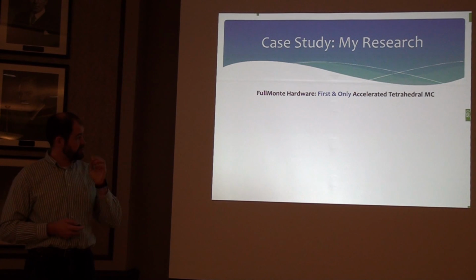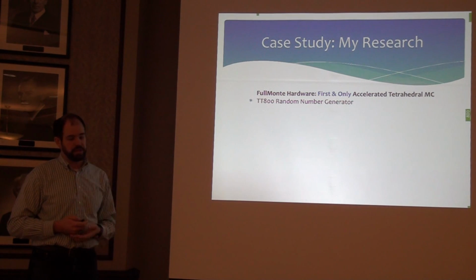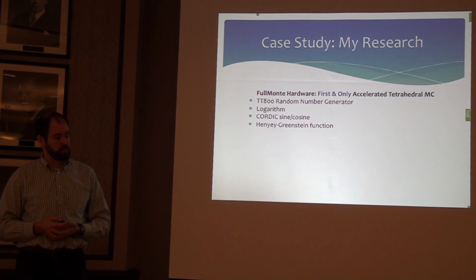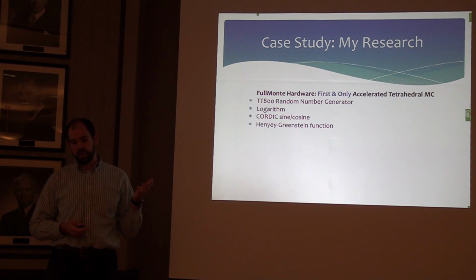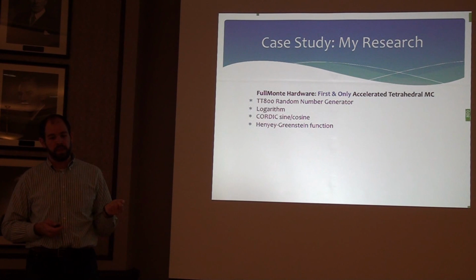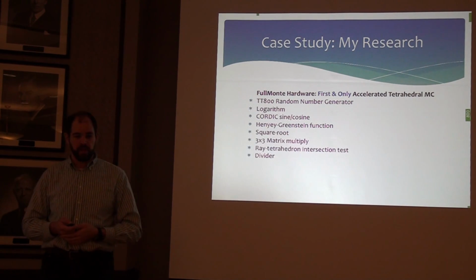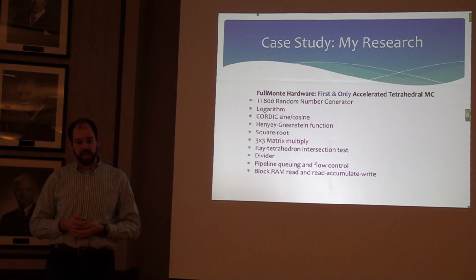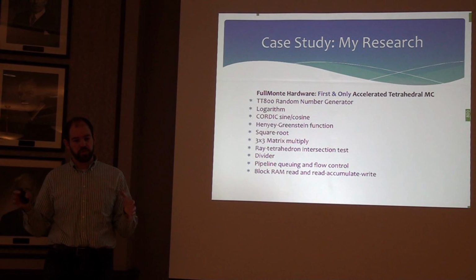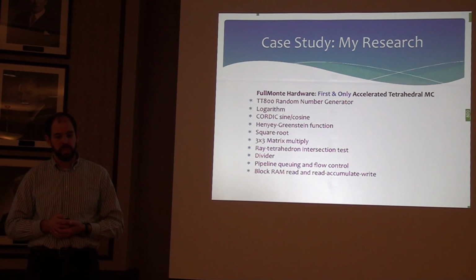All right, so as I said, it's the first and only hardware accelerated tetrahedral MC. The moving parts: it's got a random number generator, of course. Can't really do Monte Carlo without that. Some math functions, so I rolled my own logarithm, quartic sine and cosine, and Henyey-Greenstein function. Reason being that I wanted a very particular reduced precision, only 18 bits, and I didn't need floating point. So with that, I also did a square root core, matrix multiply, ray-tetrahedron intersection, divider, all the pipeline queuing, the flow control, and did the fluence accumulation, so block RAM, read, write, and so on.